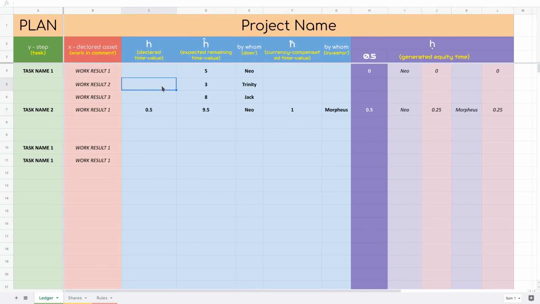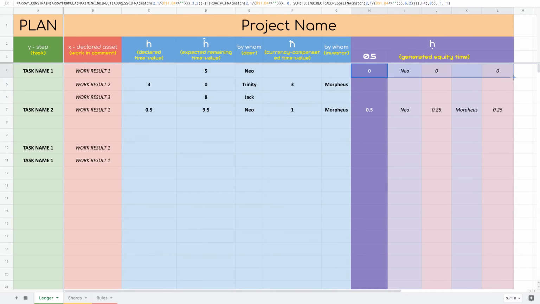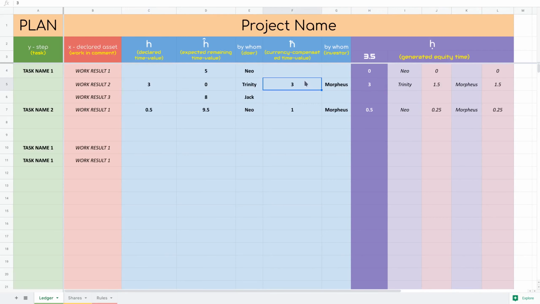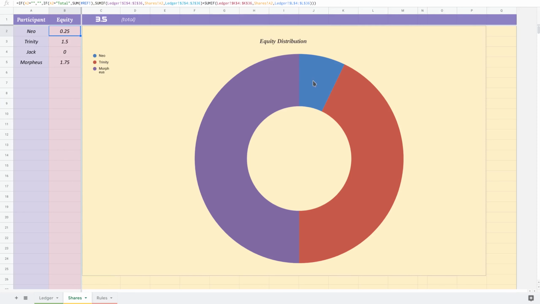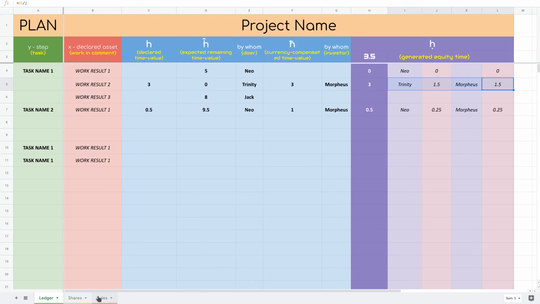Now suppose that there is some other work. Let's say Trinity did her work completely, and she says that there remains 0 time or investments to spend, and Morpheus compensates her completely. Then drag this up here. They could together generate 3 shares, equally shared between Morpheus and Trinity. Now we get the share distribution like that.